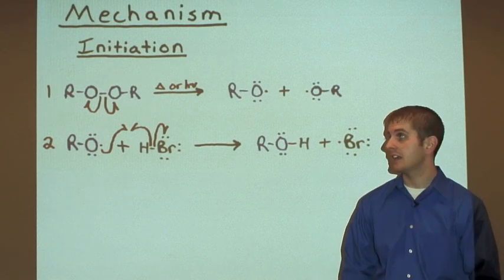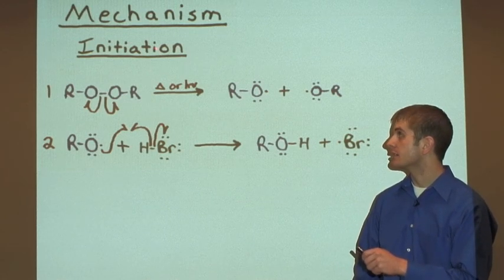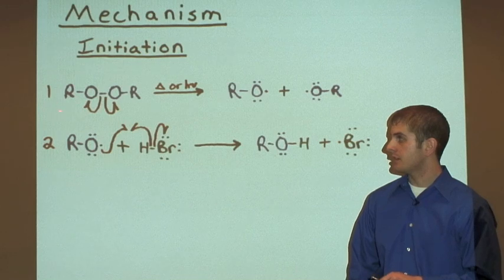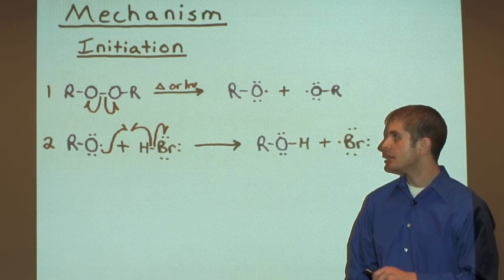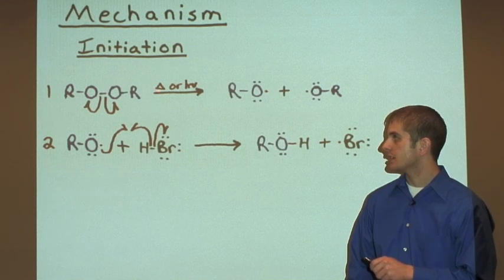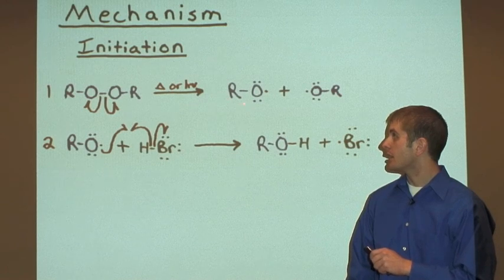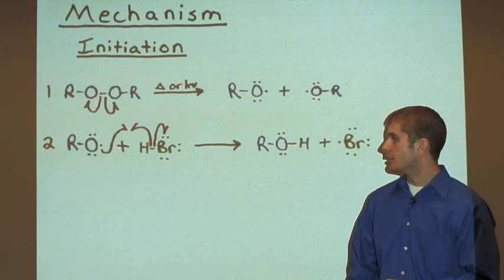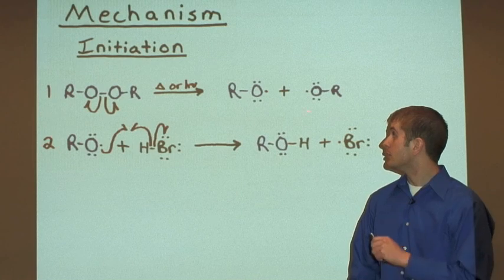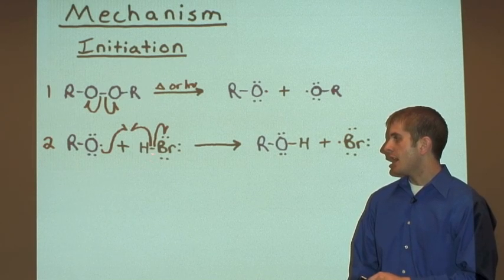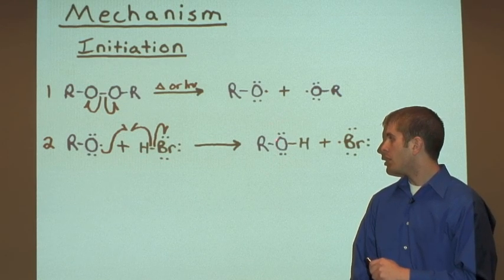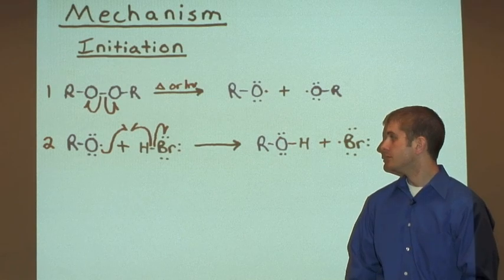Let's begin by looking at the initiation part of the mechanism. In the first step of initiation, a weak oxygen-oxygen bond of peroxide may homolytically cleave in the presence of heat or light to form two transient alkoxy radical species. In the second step of initiation, a newly formed alkoxy radical may abstract a hydrogen atom from hydrogen bromide to yield a molecule of alcohol and a bromine radical.